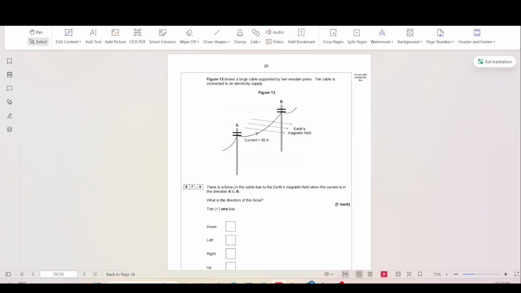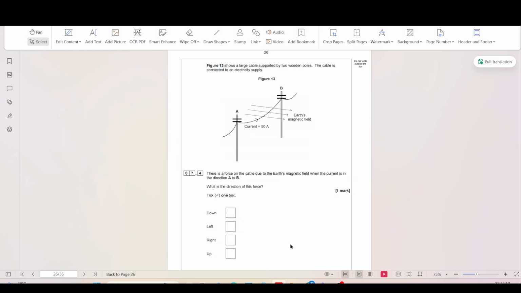I think right. No, it is down. It's pointing forward, that is the direction of the magnetic field. Okay, so if you use Fleming's left hand rule, then the magnetic field is this, and this is the current. So the force will go downward.